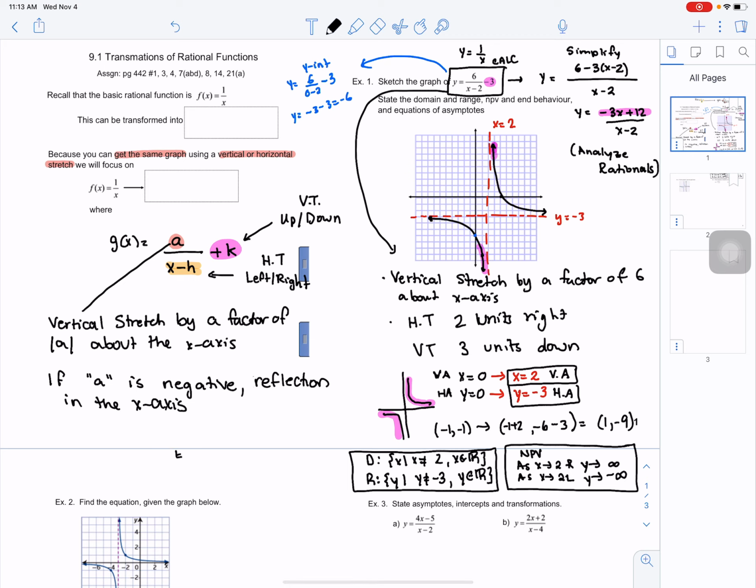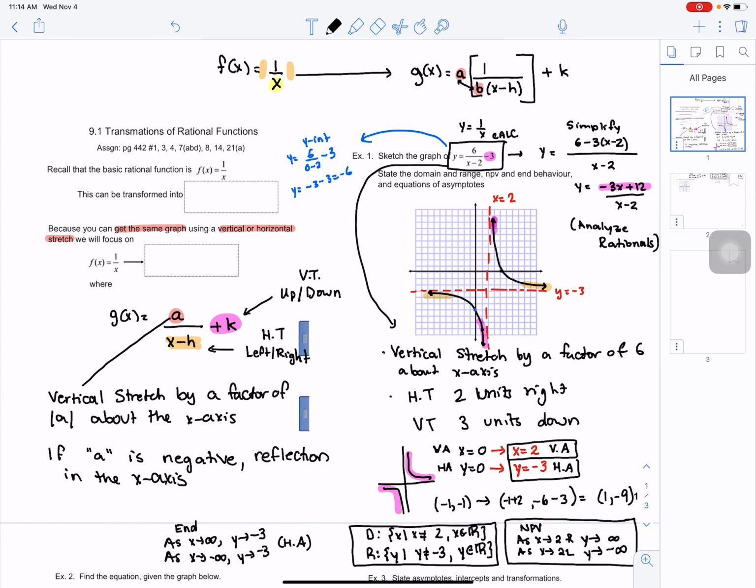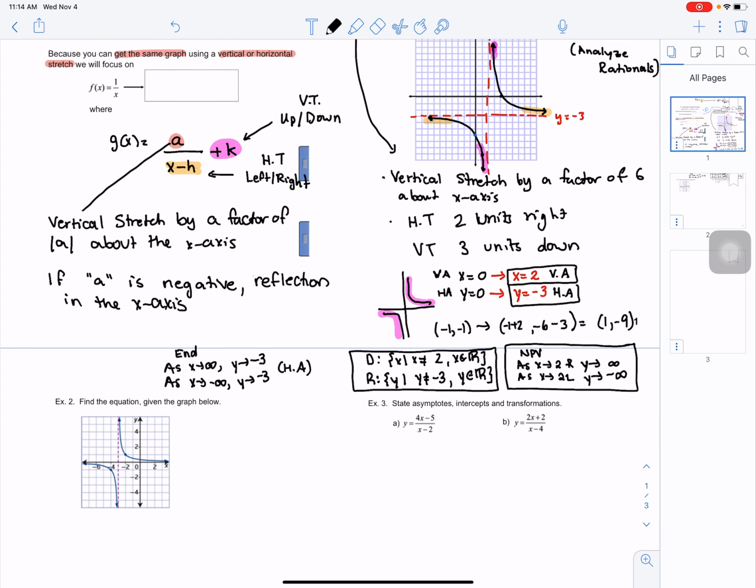And my end behavior, as x approaches infinity, as x approaches minus infinity, what's happening to my x and y values? This part of my function is going towards the horizontal asymptote, and so is that one. So my y is approaching -3 in both scenarios. This is good because this is typical horizontal asymptote behavior. And over here, this is typical of vertical asymptote behavior with the NPVs here. Okay, and then there's my information.